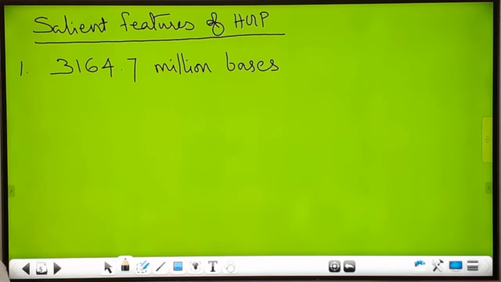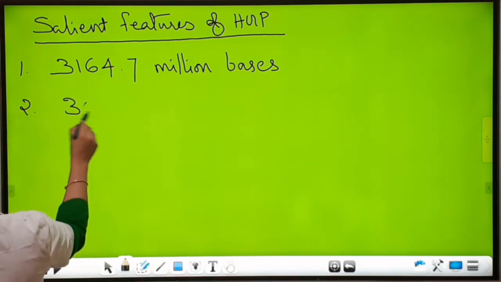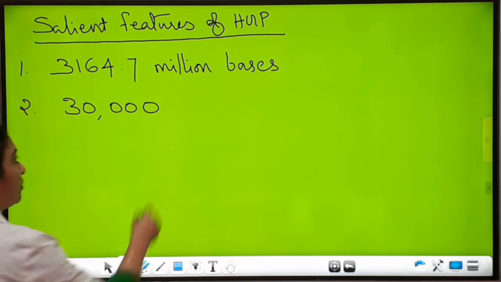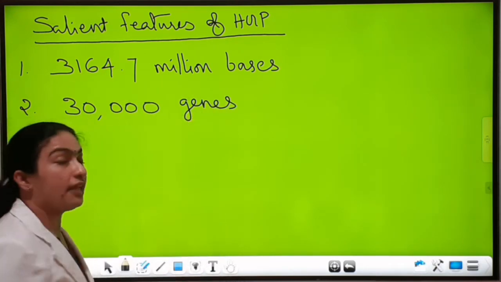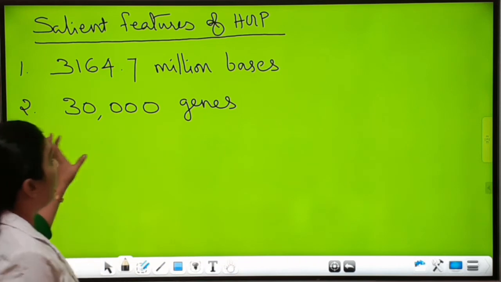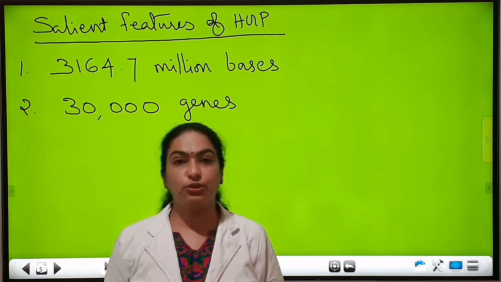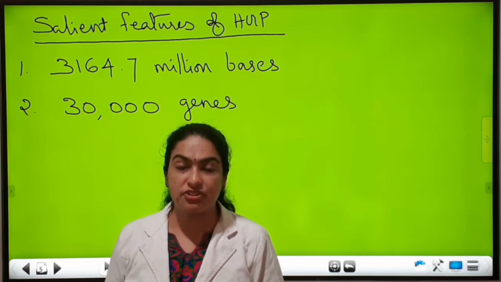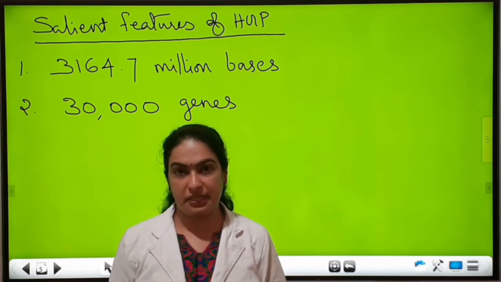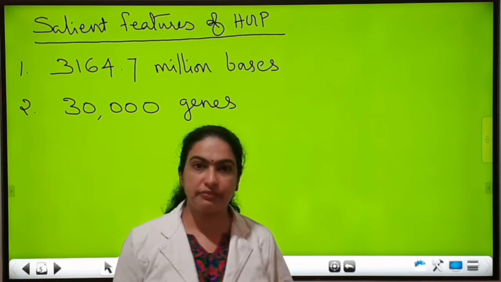3,164.7 million bases are there in the human genome. And the second point is the total number of genes in the human DNA is 30,000. So 30,000 genes are there in the human DNA. Actually, the previous estimation was 80,000 to 1,40,000. So it is much lower than the previous estimation. Only 30,000 genes are there in the human DNA. So that was the finding of this project.